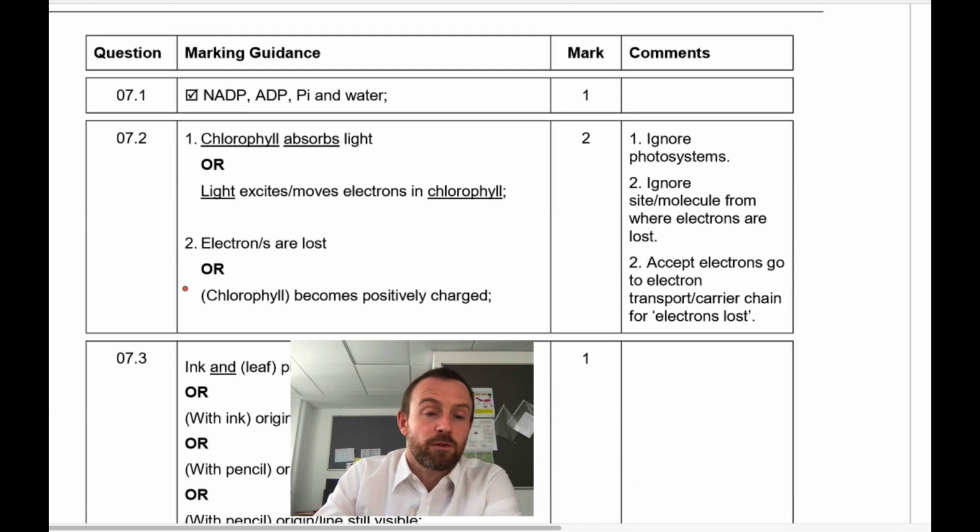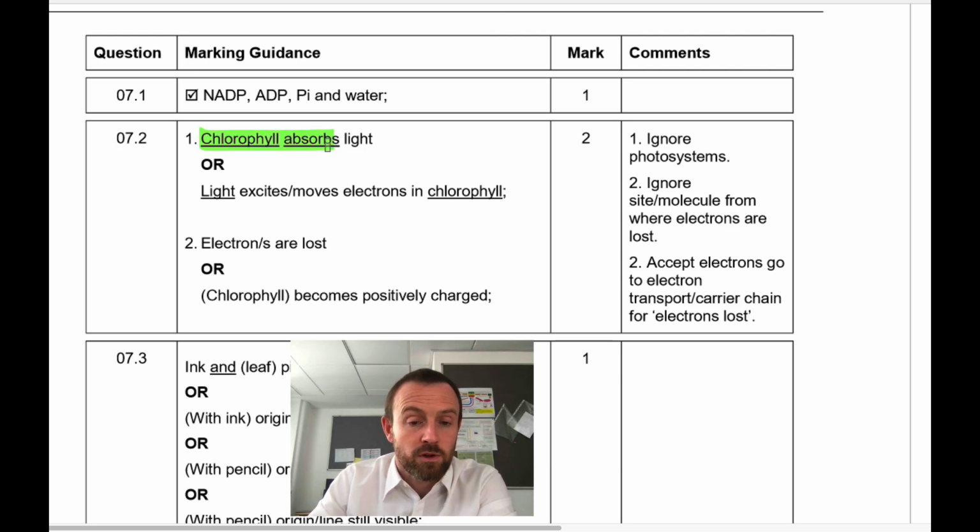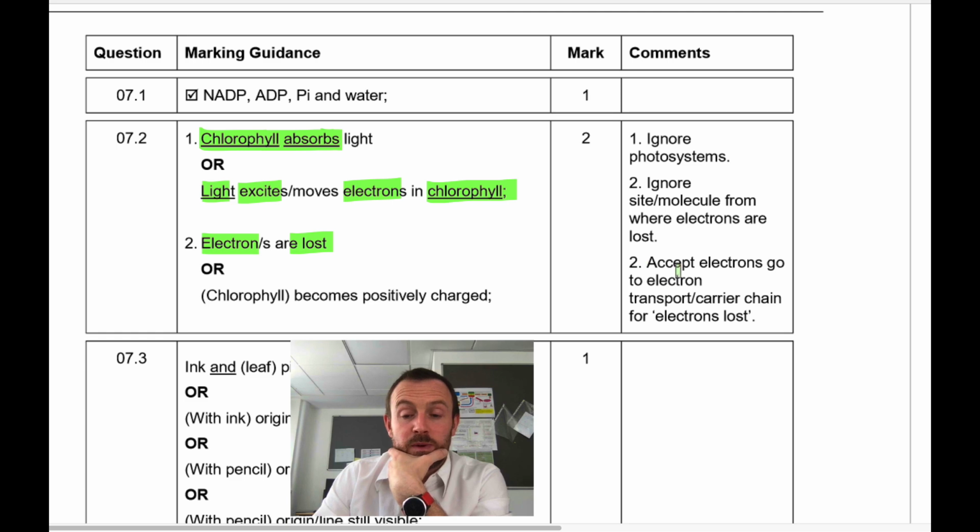So we need chlorophyll absorbing light. You don't have to say photons actually, just chlorophyll absorbing light or photons of light. Light excites electrons in the chlorophyll molecule. This is all 1 mark point actually. And the electrons are lost, or passed. This would have been accepted, except electrons go to the electron transport chain. Or you could have said chlorophyll becomes positively charged. I'm surprised that chlorophyll becomes oxidized wasn't accepted as well. I would probably just always say both.